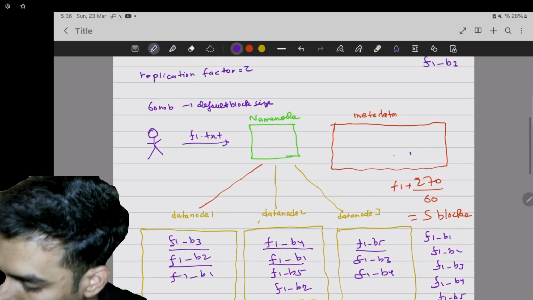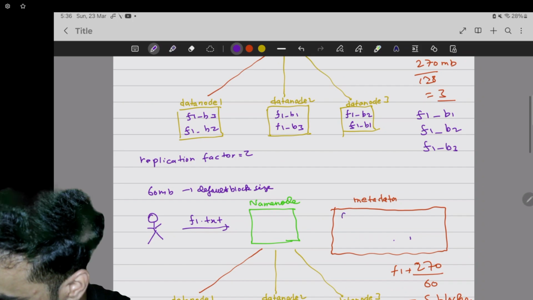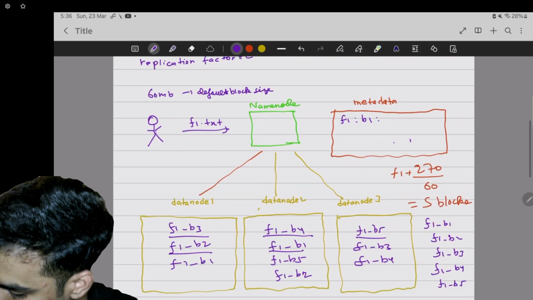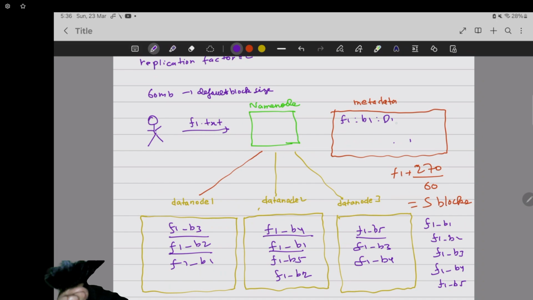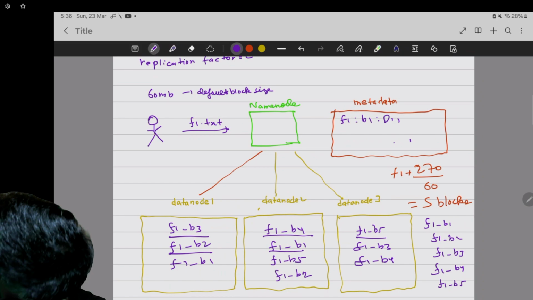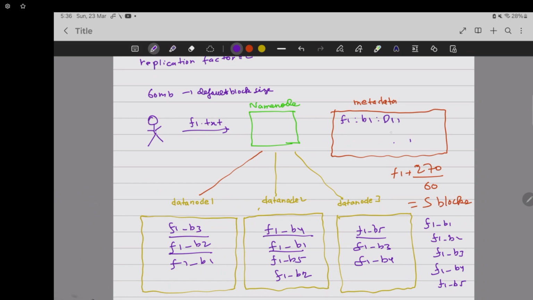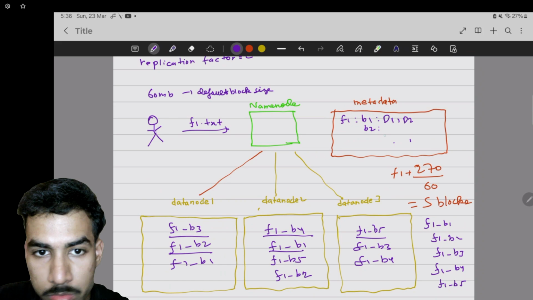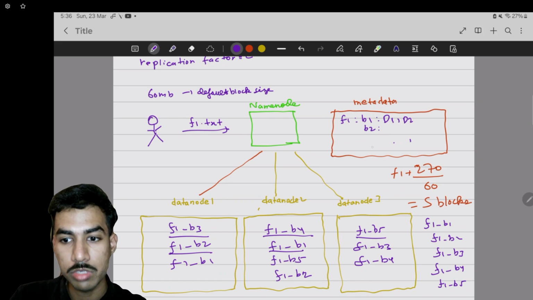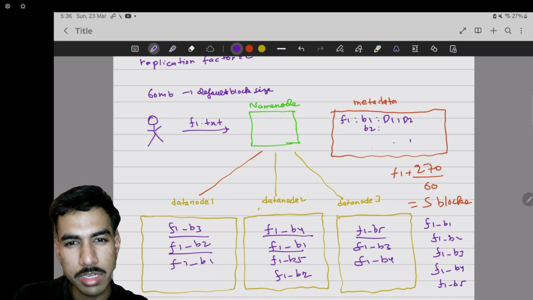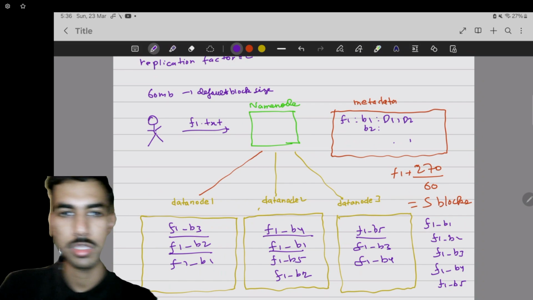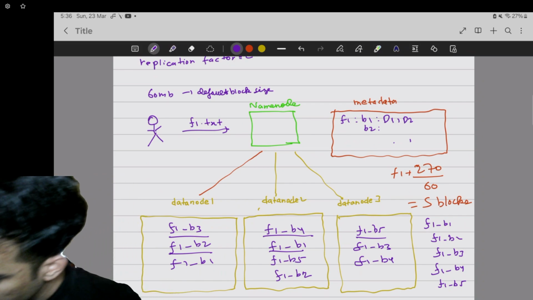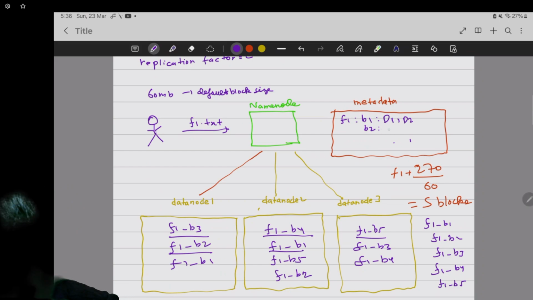After replication, the metadata becomes like this: F1 has B1 block which is stored in D1 and D2. Now we have to keep the data for B2 also. Just notice what is happening, and I will explain it in the end. I am taking some time, but please stay with me. It is for your own benefit. B2 is stored where? Again D1, D2.